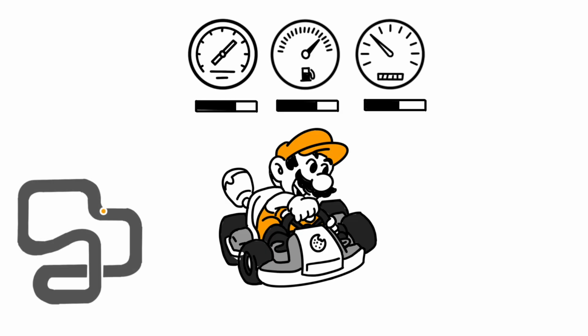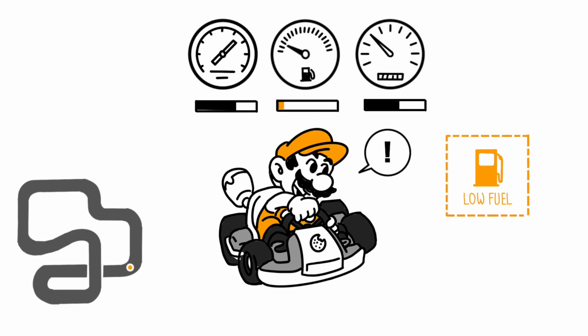Meet Mario, a cart driver. When he's driving, Mario pays attention to three things: the fuel gauge, the oil gauge, and the speedometer, so he can either ensure everything is going smoothly or identify an issue. In case of a problem, red indicators alert him, prompting him to take action, like refueling or adding oil.